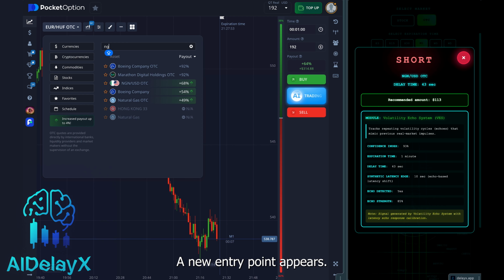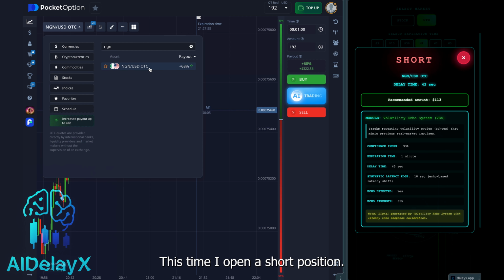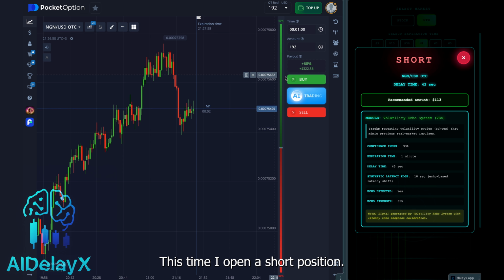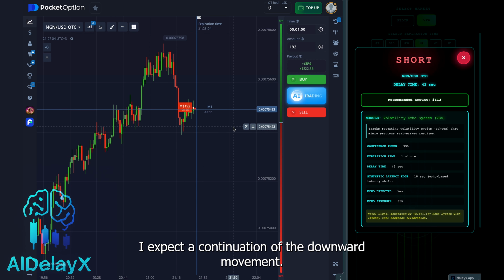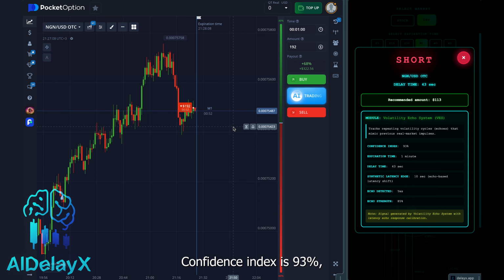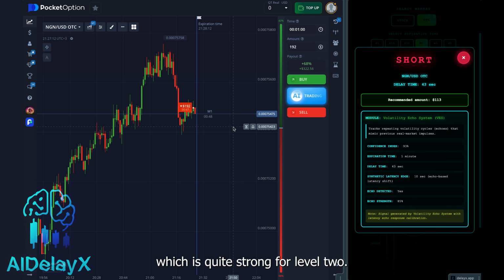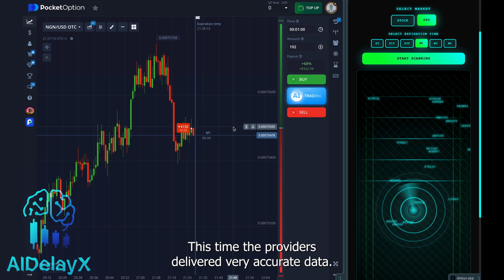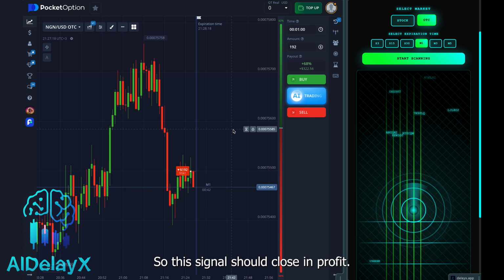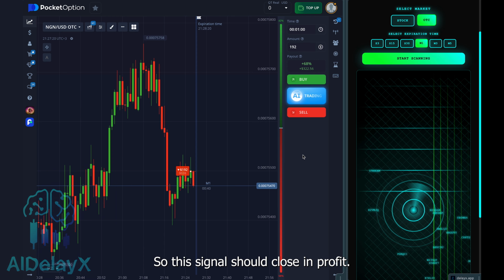Perfect. A new entry point appears. This time, I open a short position. I can see a potential trend reversal on the broker feed. Within the next minute, I expect a continuation of the downward movement. Confidence index is 93%, which is quite strong for level 2. This time, the providers delivered very accurate data, so this signal should close in profit.